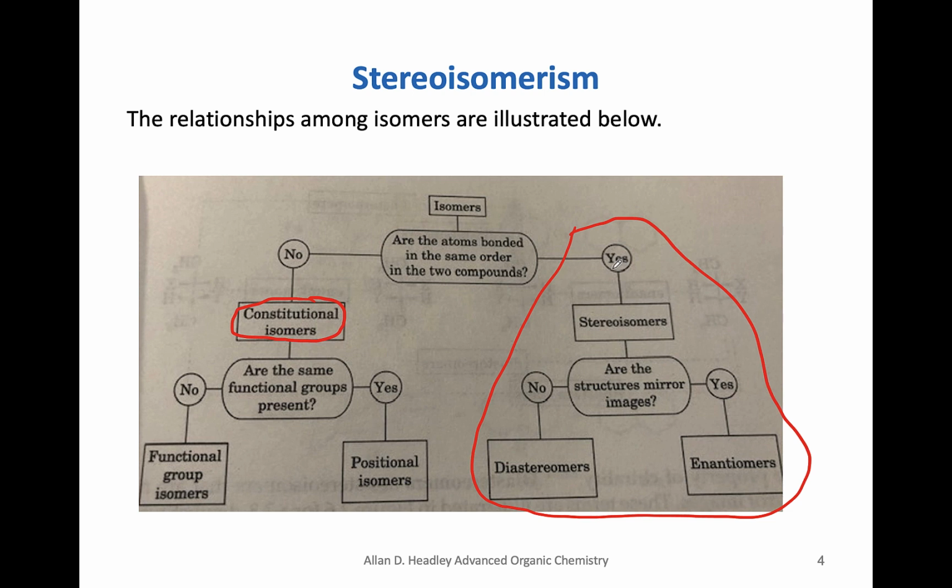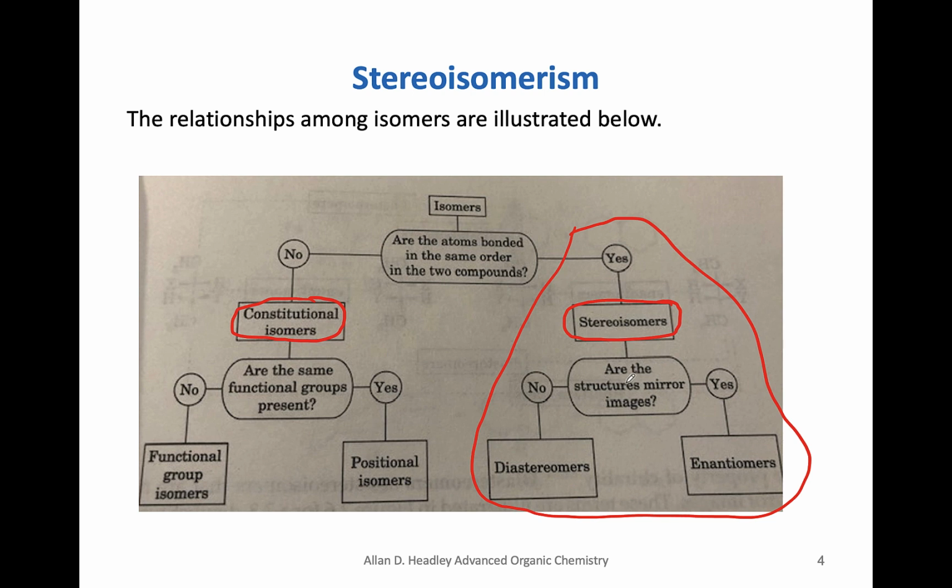Here is where we will place most of our emphasis, though, in this chapter. If the answer is yes, so if the connectivity between the atoms is the same, same molecular formula, same connectivity, atom A to atom B to atom C, they are the same for two molecules, then what we have here is the possibility of stereoisomers. Stereo here, of course, as you know, means the orientation in three-dimensional space.